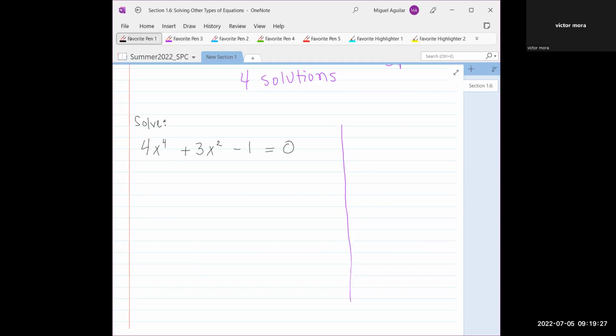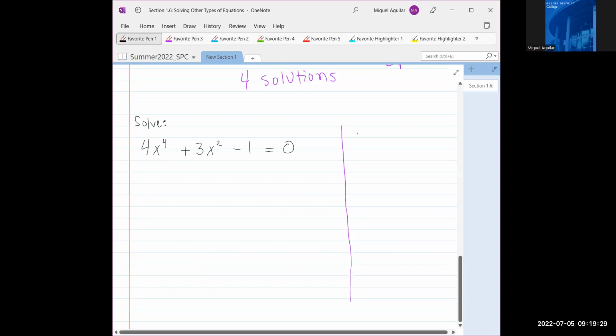Multiply a times c. Right, we're going to start with the AC method. So a times c is going to be what in this case? The 4 and the 1. 4 times the negative 1, get negative 4. What are the factors of 4? 1 and 4, and 2 and 2.